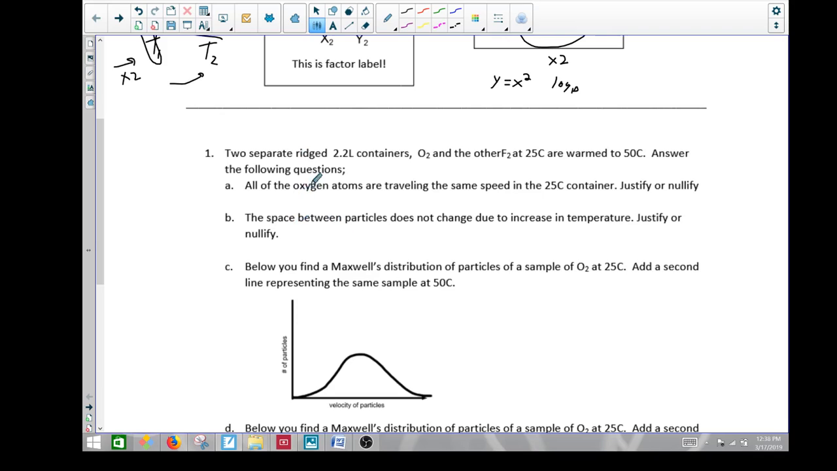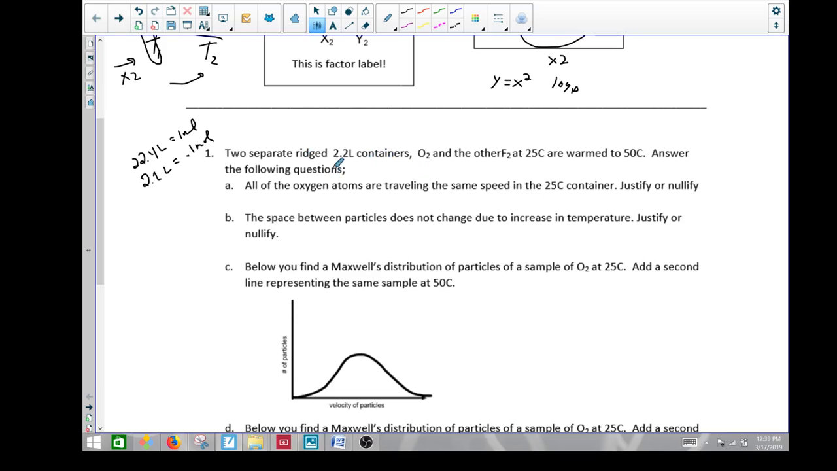All right, so two rigid 2.2 liter containers, so same volume, 2.2 now. Again, it's a common volume because 22.4 liters equals 1 mole, which means if we're at STP, and maybe we are, maybe we aren't, doesn't matter. Whenever I see 2.2 liters, my brain immediately clicks to 2.2 liters equals about 0.1 moles. So just kind of think about that.